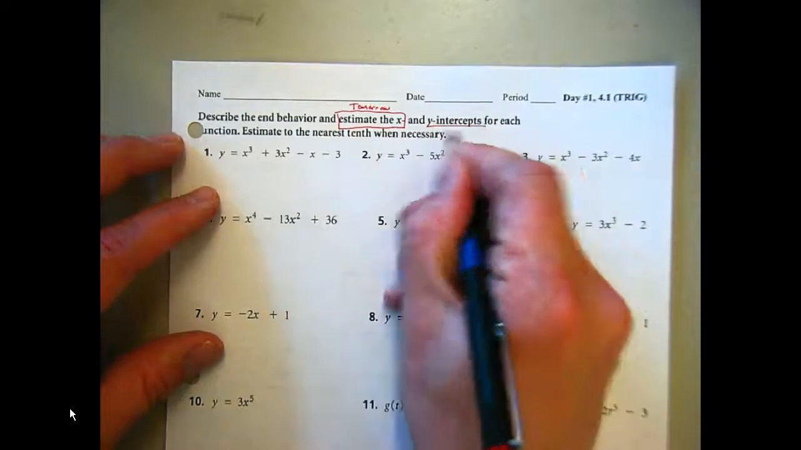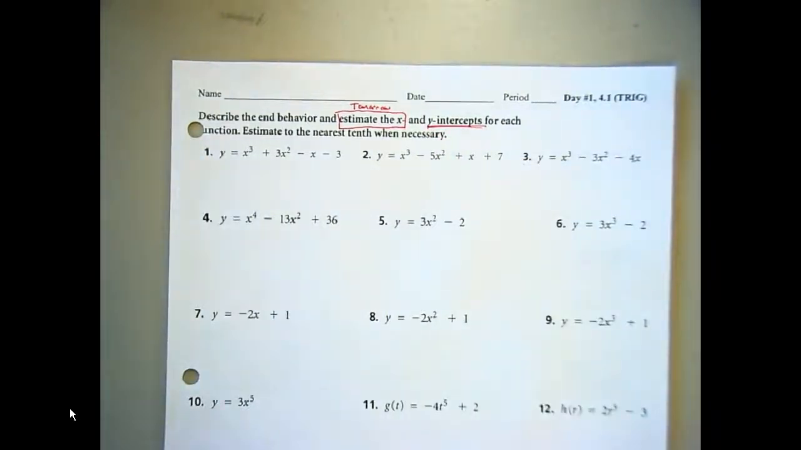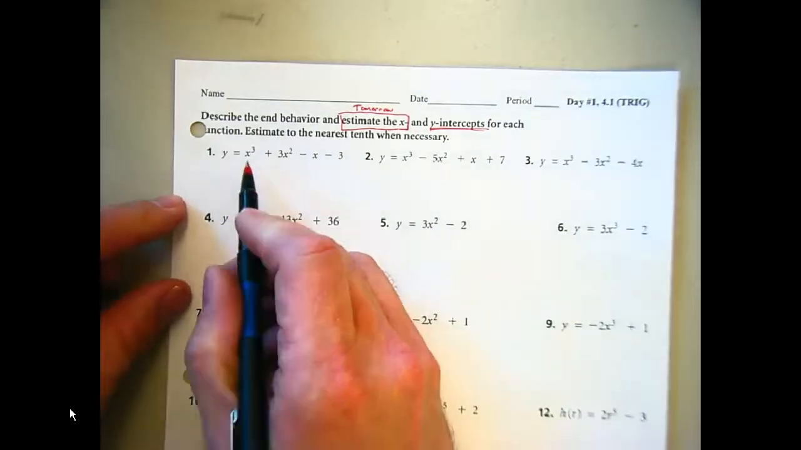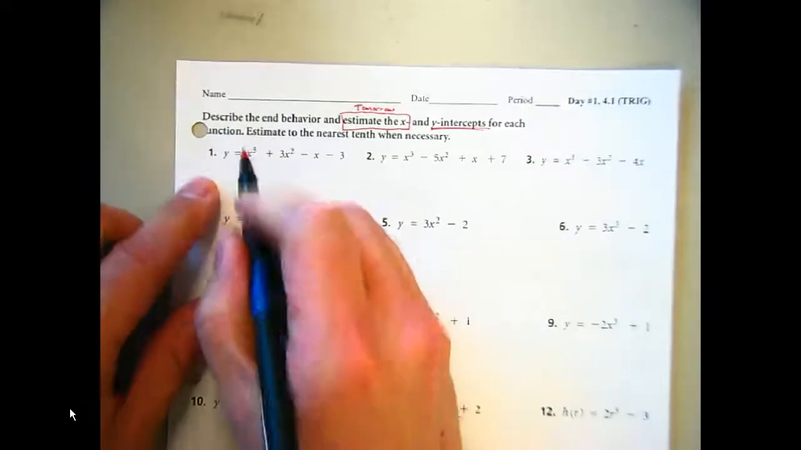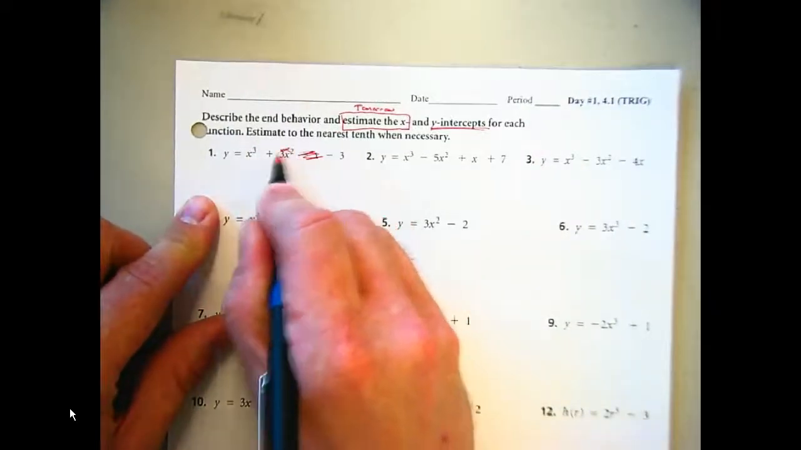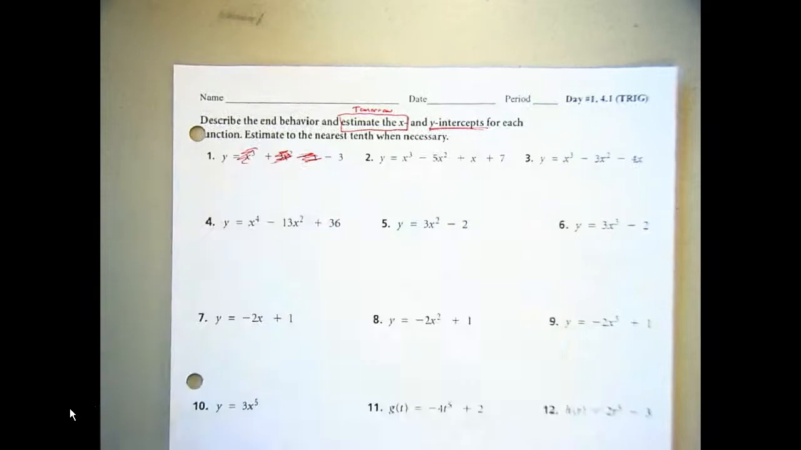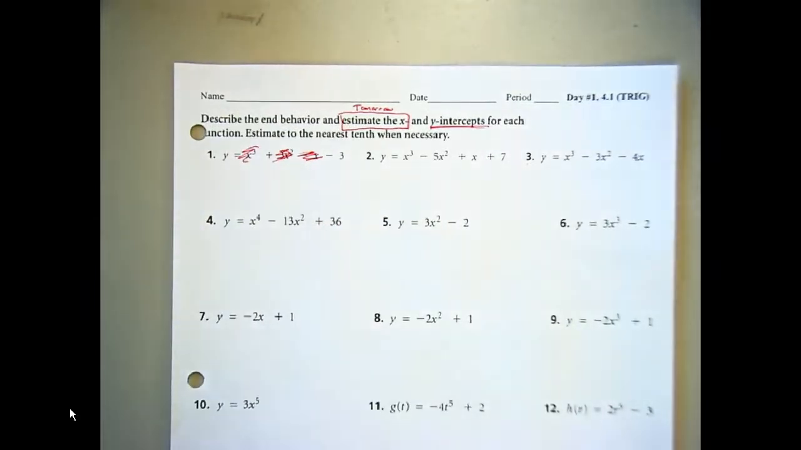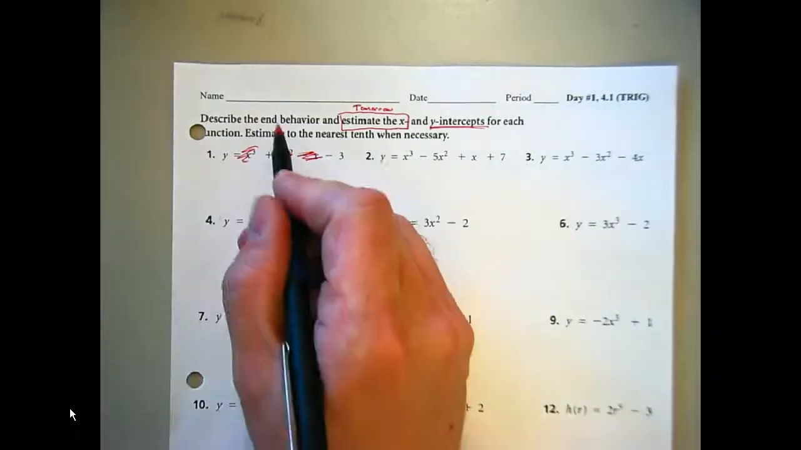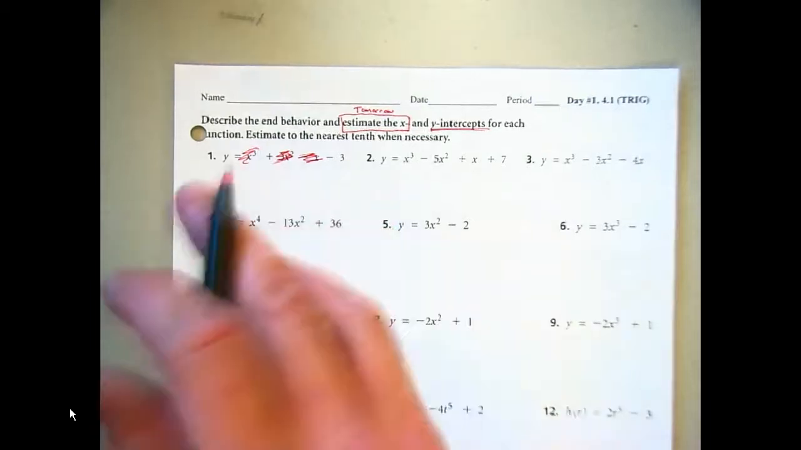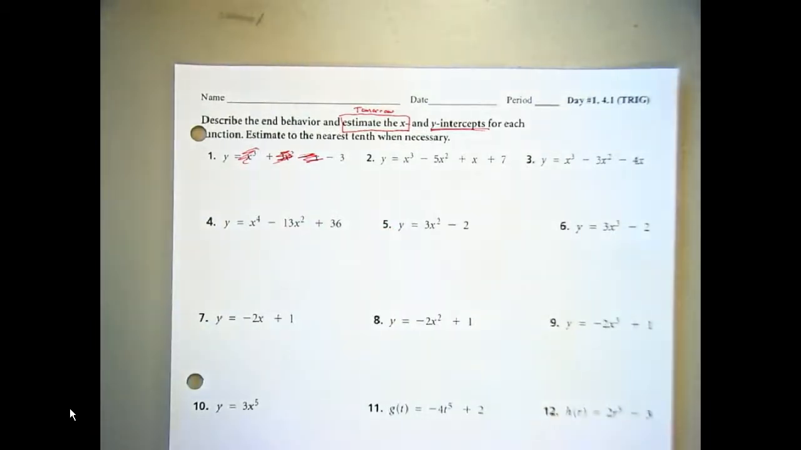X-intercepts are when y is 0. Y-intercept is when x is 0. So if you're looking at number 1, if x is 0, that disappears, and that disappears. It's always your constant. What if there isn't a constant? Then it's 0. Okay? Y-intercept should be easy. And describe the end behavior. All you have to do is say down, up. I don't expect you to put it in the notation with infinity. You can if you want. Yes? Yep, drawing the arrows would be fine.